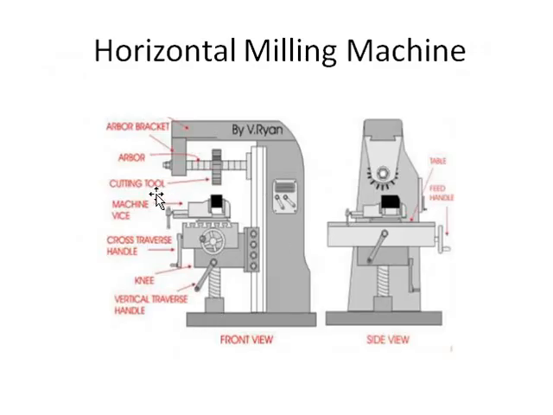You all can see the parts given. This is the front view and this is the side view. You all can see the table, the arbor bracket, and the arbor is the main part over here, and the cross traverse handle, and the knee which is below the table.